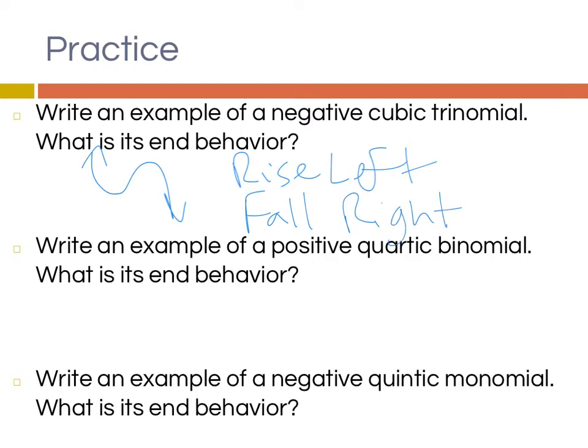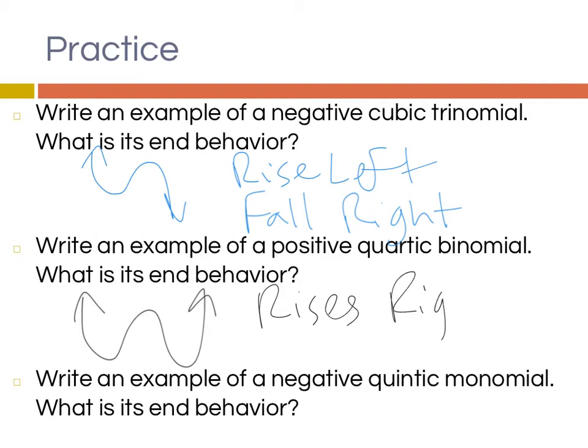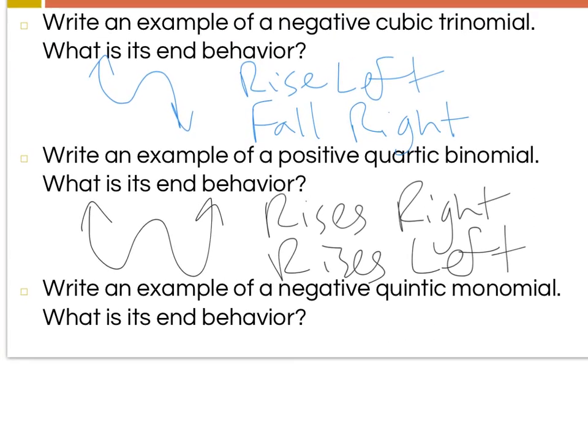Next one, positive quartic binomial. Well, a positive quartic is going to look like this in its general shape. Sometimes the middle area is not quite as pronounced. It might be a little bit flatter. But still, the end behavior is what we're looking at, and both arrows are pointing up, so it rises right and rises left. So both of them. Woo! That's fun. Let's take a look at the last one.